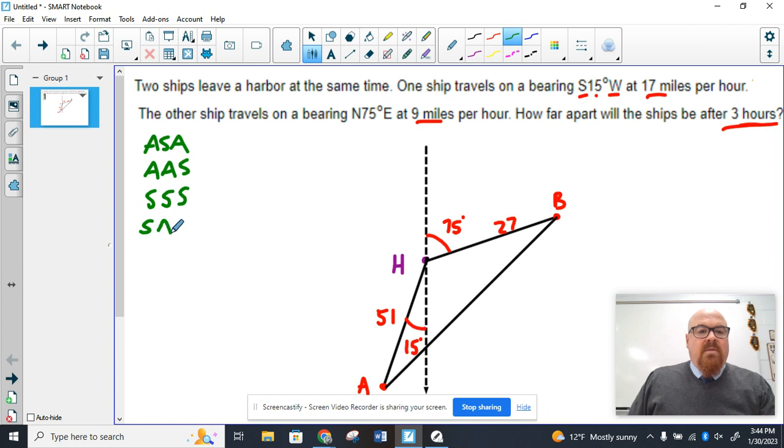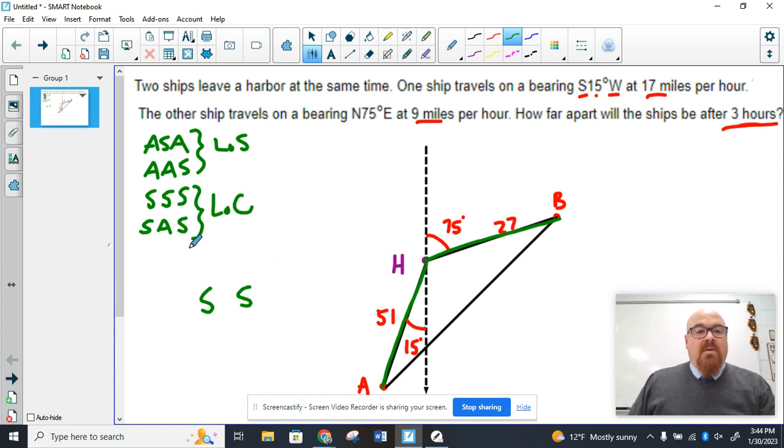These are the 4 different combinations: angle, angle, side; angle, side, angle; and so on. Okay, we know that with this information, if we start with that, we're using the law of sines. And we know if we start with this, we're using the law of cosines. So when you look at the triangle, we know this is a side length of 51 miles. So we have a side. We know we have this side length of 27 miles. So we have 2 sides, right?